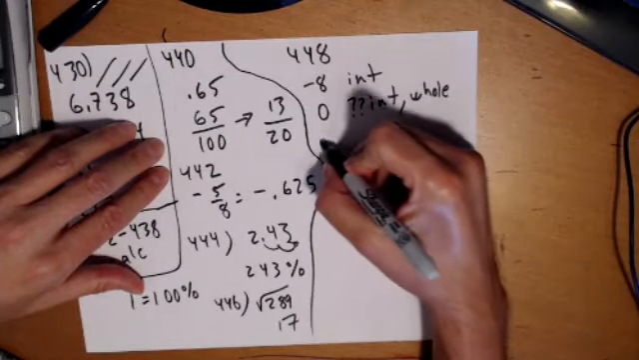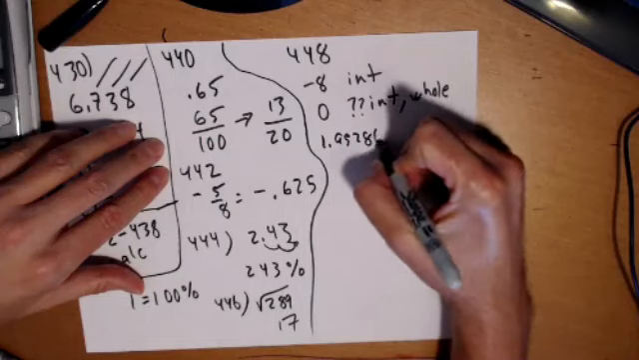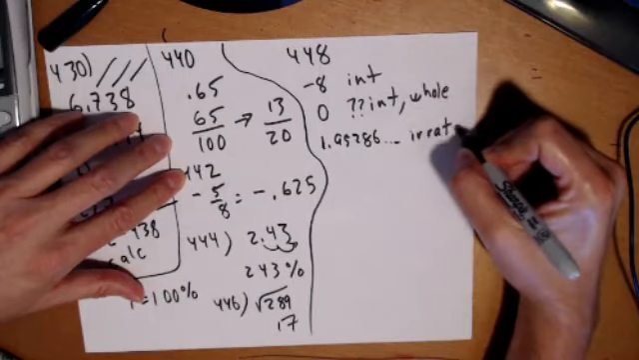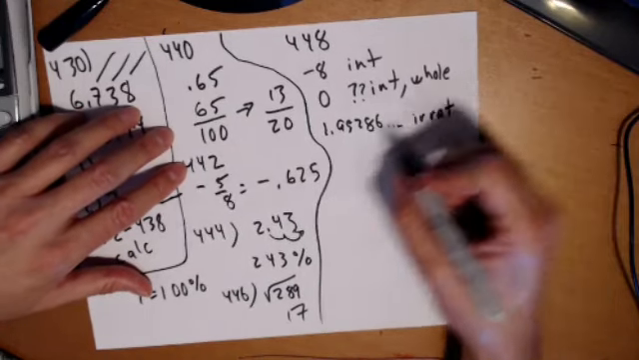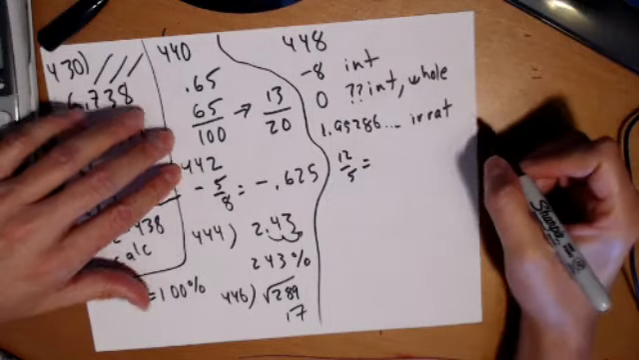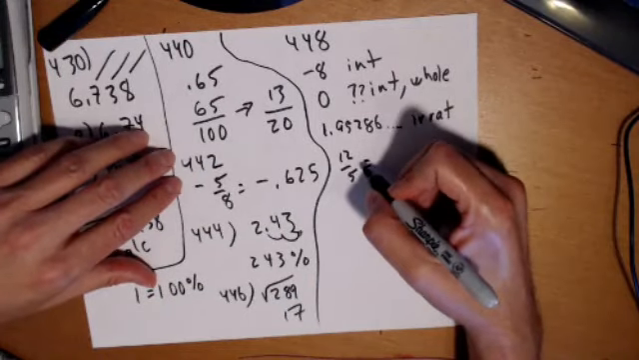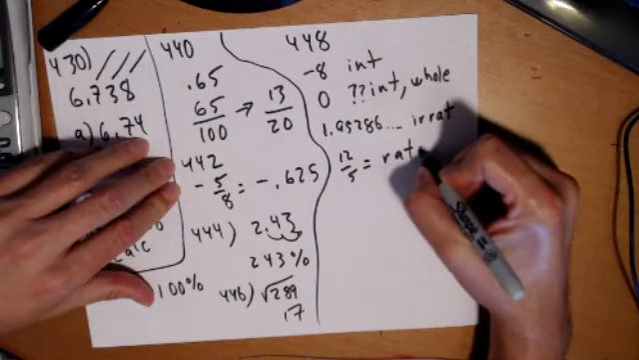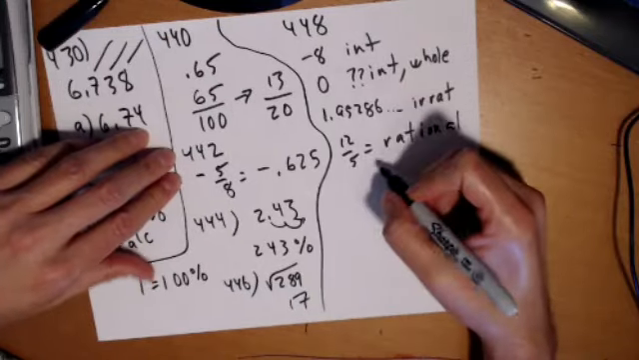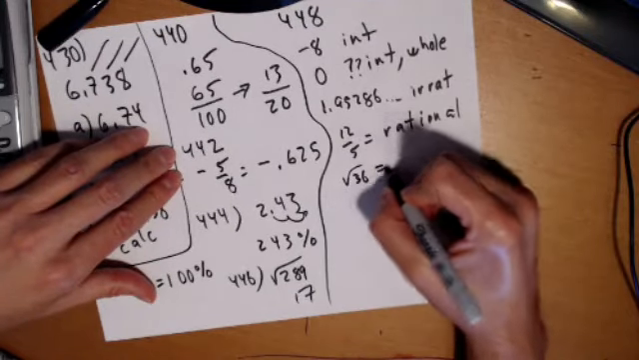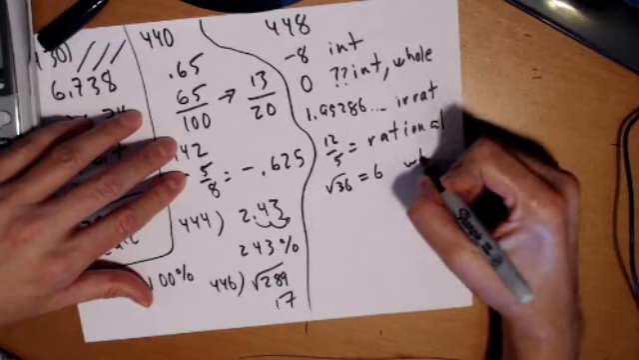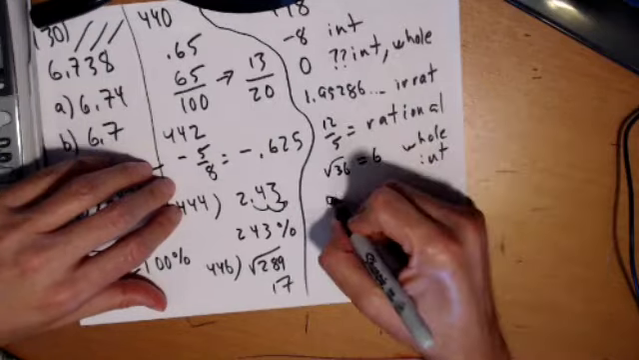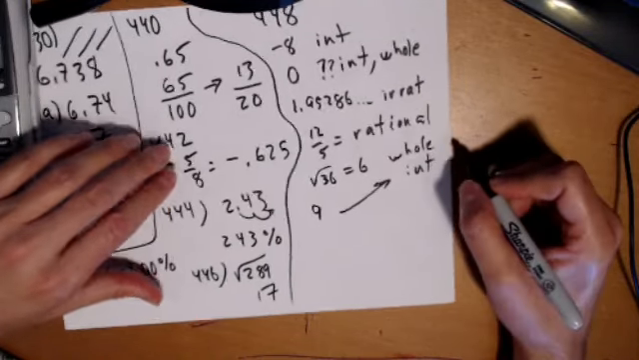Then you have a number like 1.95286, and so on. You see how it's not repeating? If it's not repeating, we can say that's irrational. 12 over 5. That's fine. If you put 12 over 5 in your calculator, it'll eventually just stop, right? It doesn't keep repeating forever and ever, so this is just rational. Square root of 36. That's just 6. So 6 is a whole number, which is also an integer. And then 9 is just a whole number, which is also an integer.